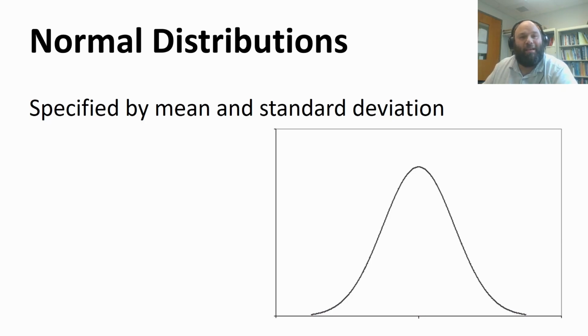What does that mean? That means all you have to do is say a random variable is normal with mean blah and standard deviation blah, and you know everything you need to know about it.